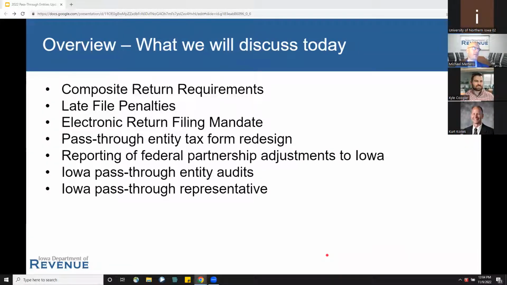And finally, I hope if we have time, we're going to talk about some of the federal partnership audit changes that have occurred and how those partnership audit changes need to be reported to the state of Iowa.